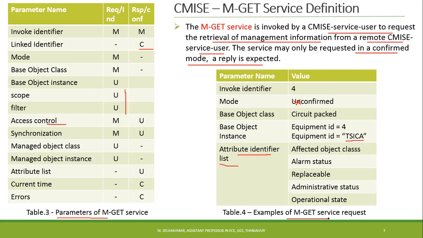These are examples of the M-GET service. What attribute values are you going to receive? In the request, the affected object class, alarm state, replaceable, administrative state, and operational state. The managed object class and instance are applicable only in the response column.